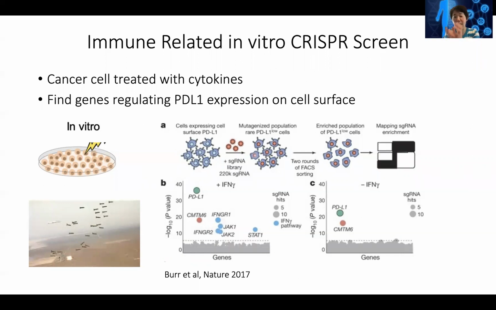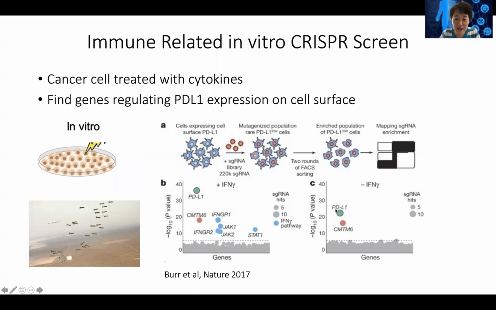That you can use, after cytokine treatment with different gene knockout, which one has high PD-L1, which one has low PD-L1, and sort them into two groups and then compare their abundance of the guide. And using this approach, this is without interferon treatment, this is with interferon treatment. And the very top hit is PD-L1, which is not surprising. If you knock out the PD-L1 gene itself, the cell will not express PD-L1. It will go to the negative selection side. It can't really express a PD-L1.